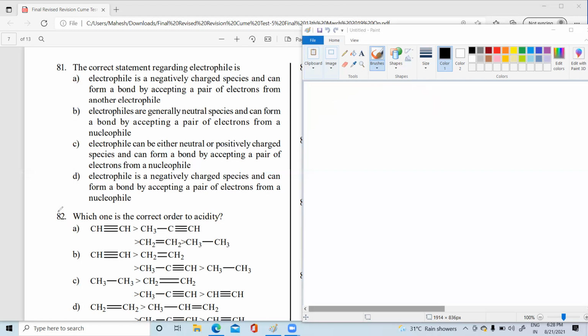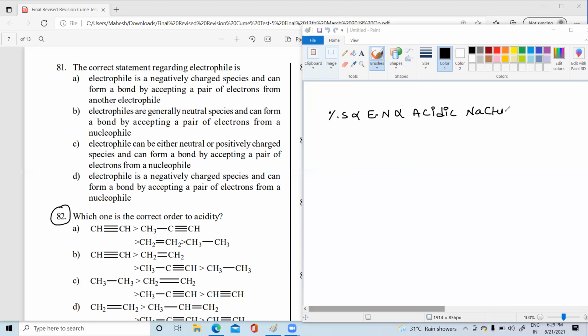Next, question number 82, students. They are asking about acidic order here. We have ethyne, propyne, ethylene and ethane. The percentage of s character is directly proportional to the electronegativity, and electronegativity is directly proportional to the acidic nature, students.